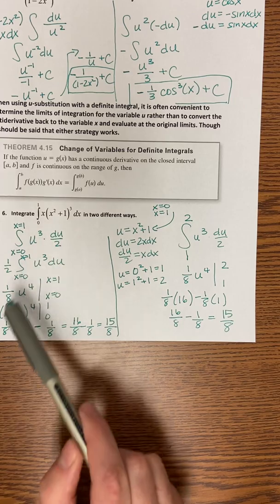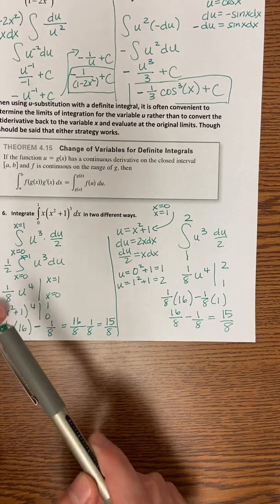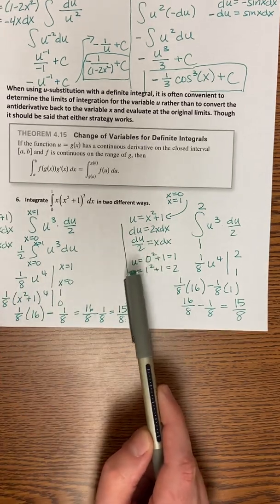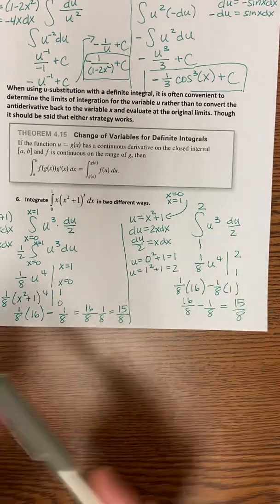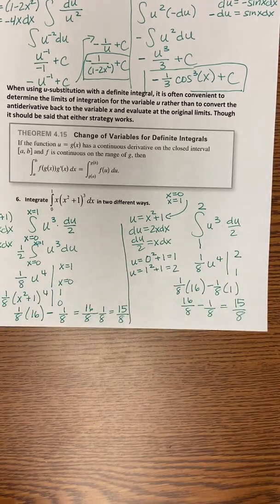Now, if you prefer to go back to x before evaluating, that's okay. If you prefer to convert your bounds, that's okay too. You're trading work in one way for work in another. So either way is fine when you're doing definite integrals and you need to use u substitution.